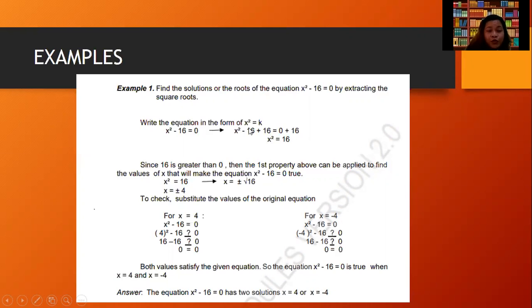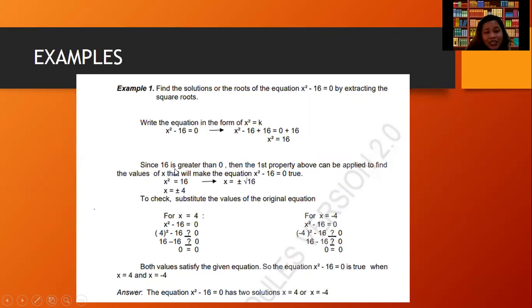So we have to write the equation in the form x squared is equal to k, meaning the constant, we move it to the right side. Since our given is x squared minus 16 is equal to 0, the 16 we move to the right side. To move it, we will be using the addition property of equality. The left side plus 16, the right side plus 16. Or to make it easier to understand, transpose the negative 16, it becomes positive 16. But avoid the word transpose; the process is the addition property of equality.